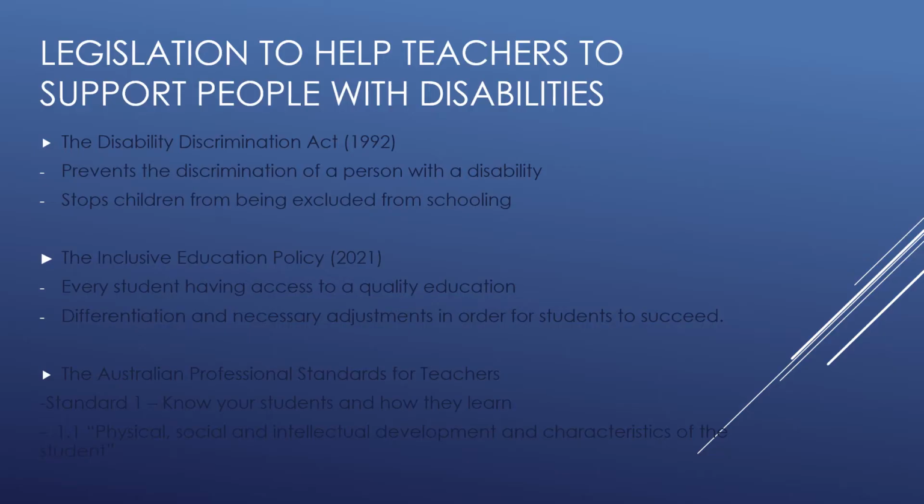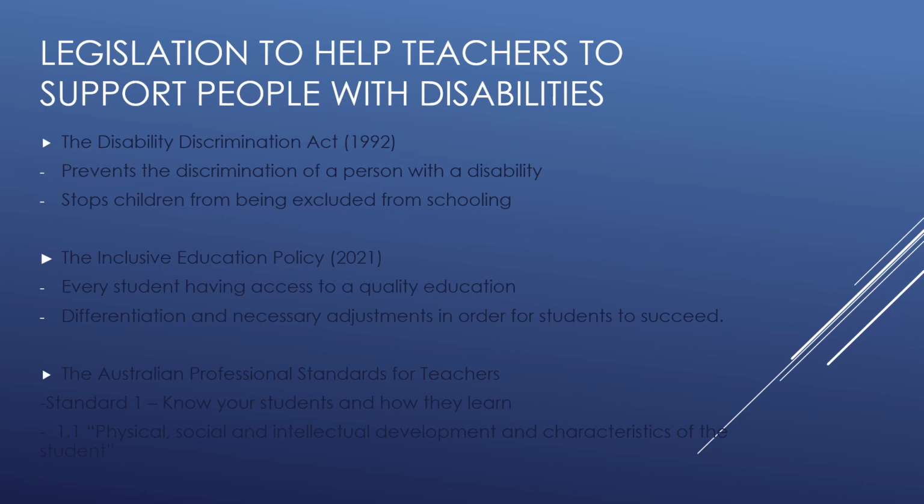In Australia, there are many articles of legislation and policy that are available to guide teachers towards effective practices in inclusive education. The Disability Discrimination Act is in place to prevent the discrimination of a person with a disability in all contexts. This stops all students from being discriminated against or excluded due to their disability.